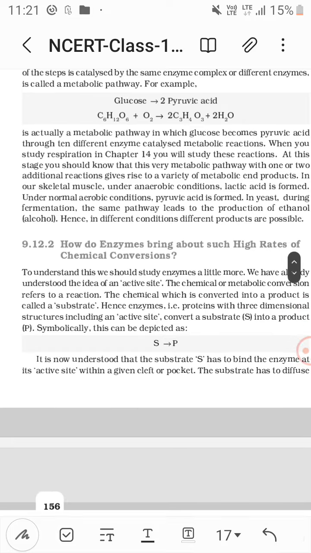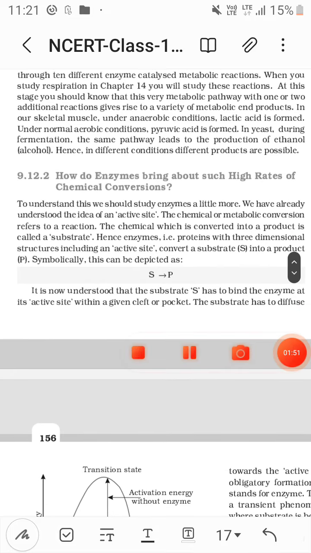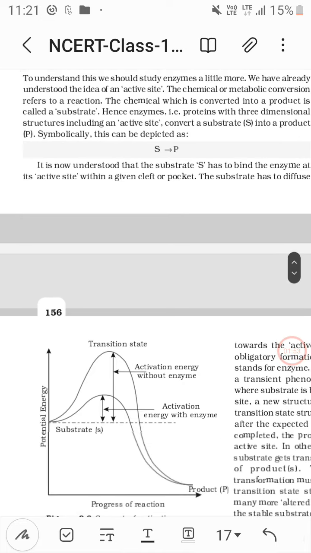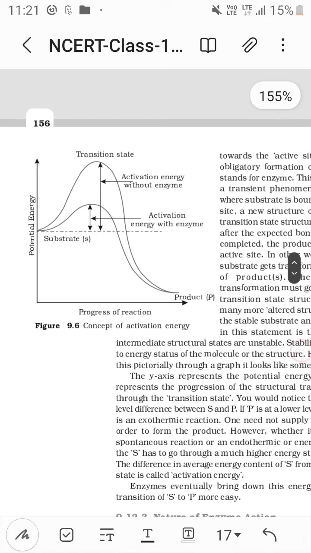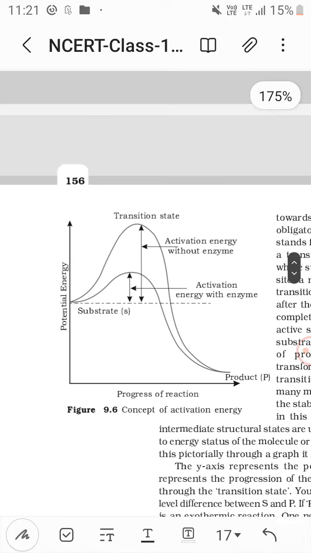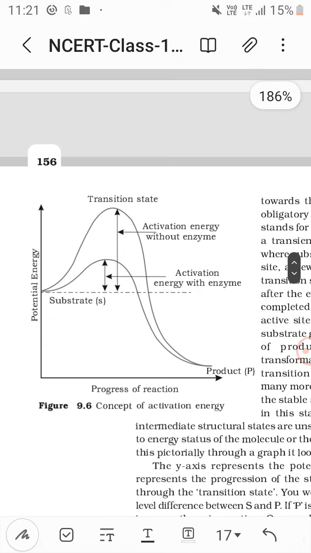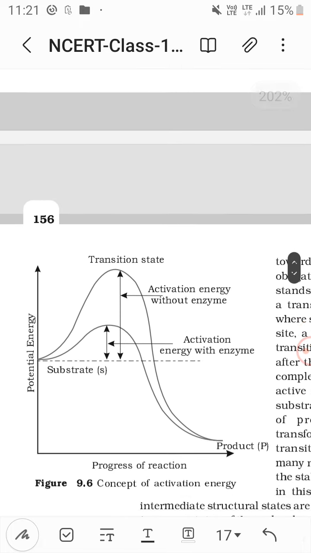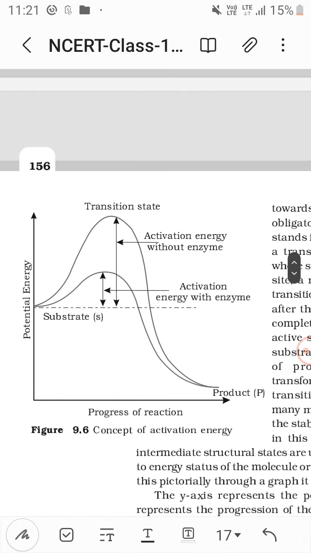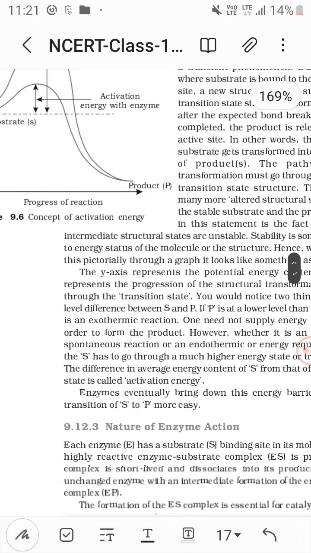plus water. Now how do enzymes bring about such high rates of chemical conversions, substrate to product? Because they bring down the energy barrier. Now the concept of activation energy: potential energy on the y-axis, progression of reaction on the x-axis, you see substrate to product going through a transition state. Now with enzyme or without enzyme, the activation energy with enzyme is lower.